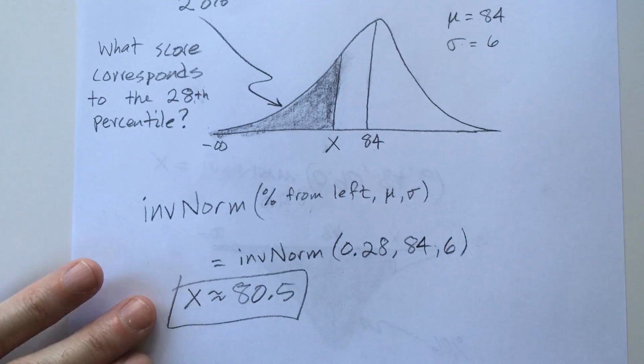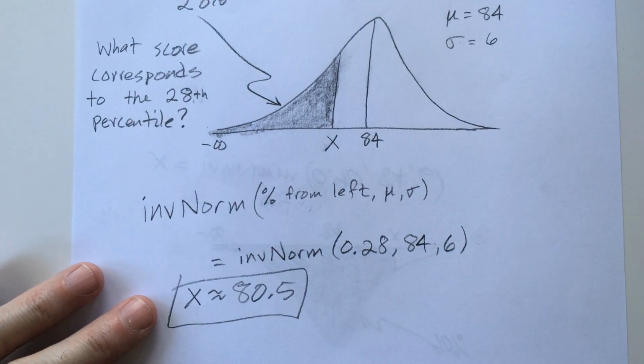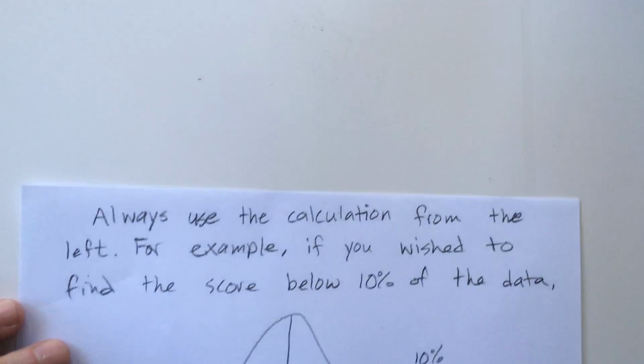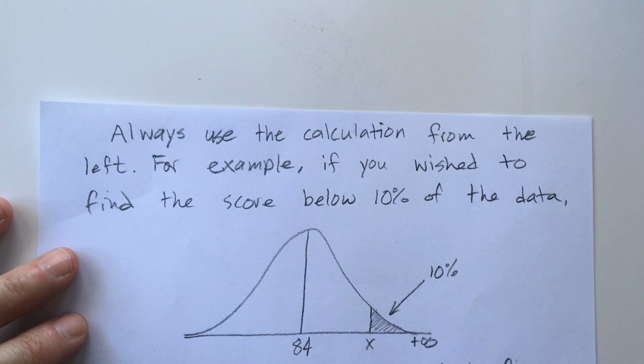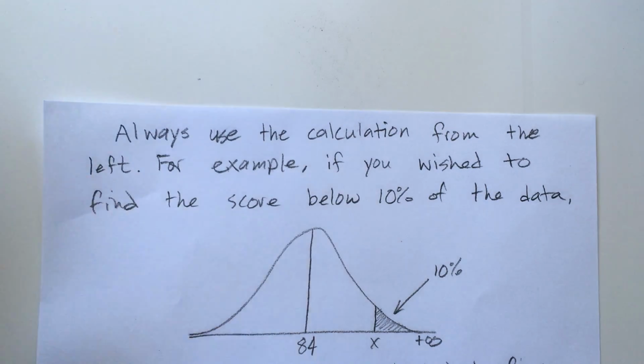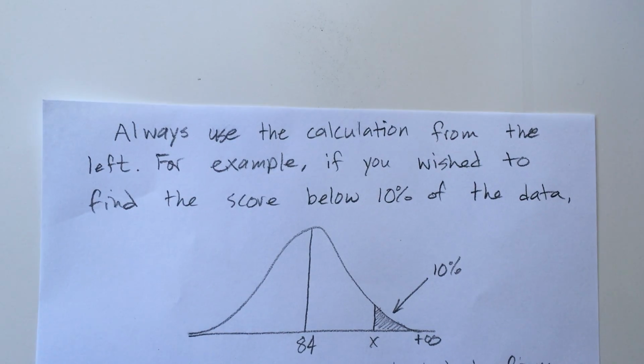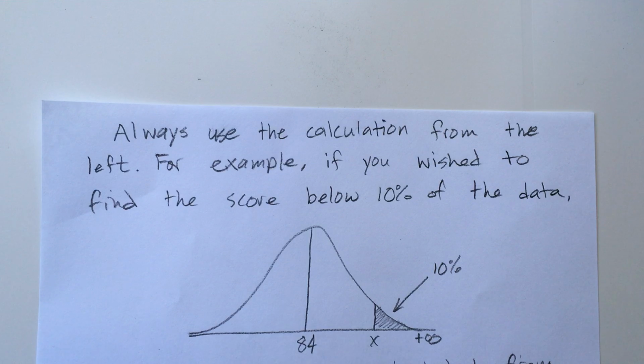However, what's often equally useful but not as direct is when I'm asked to go in the other direction. So we always want to calculate from the left, but sometimes that's not the case. For example, if you wish to find the score below 10% of the data, so I'm calculating from my x value all the way to positive infinity, and that's the top 10% defining line. We can't do that.